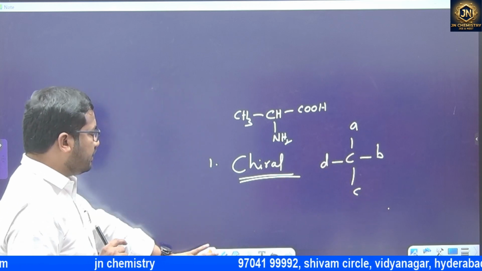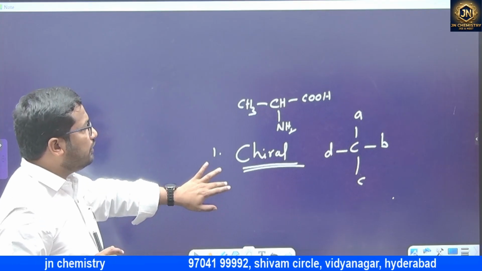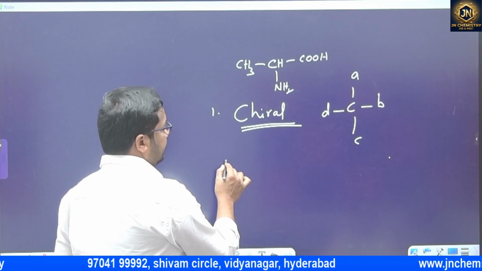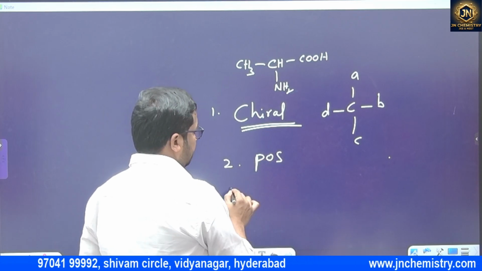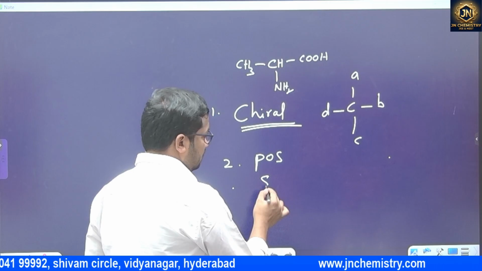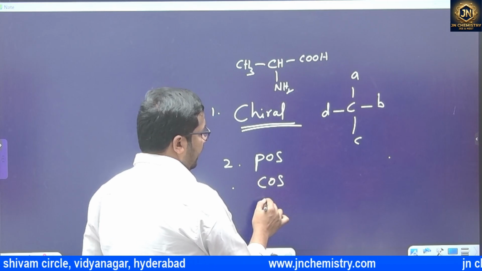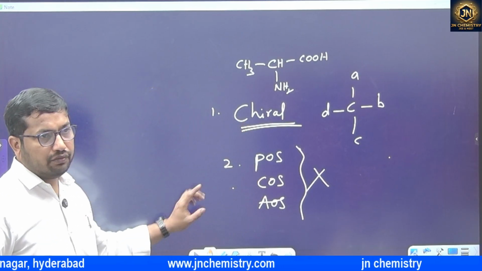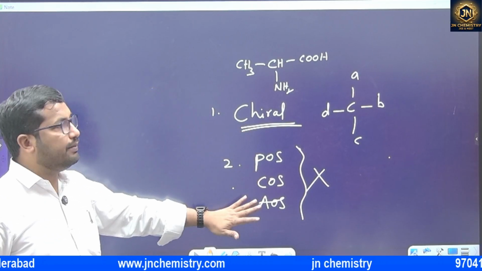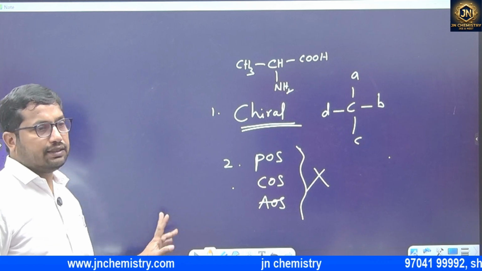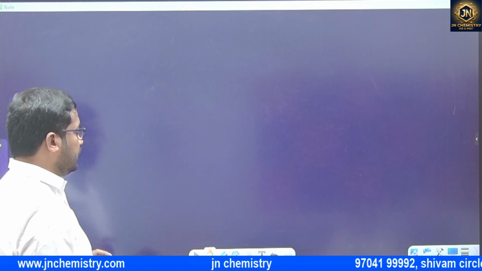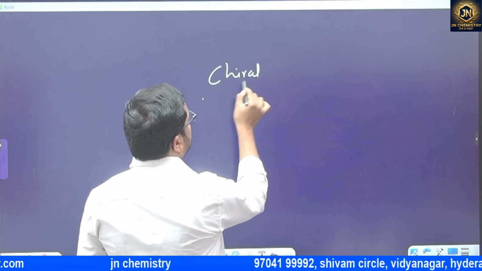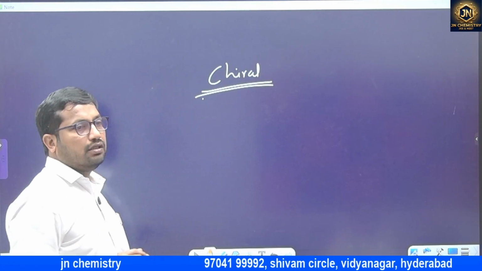So the compound should have 1 chiral center and should not possess any symmetry: plane of symmetry, center of symmetry, or axis of symmetry. We'll discuss these 2 very important points, the first point and the second point. First we'll discuss the chiral center. So first put the heading: chiral center.